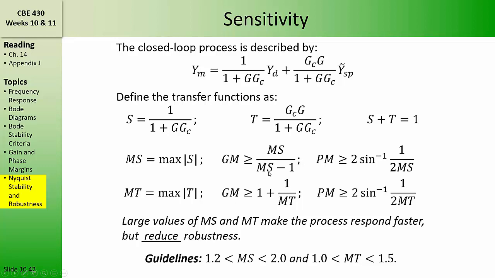Mt and Ms are related to the gain margin by these relationships. Ms over Ms minus 1 is always less than or equal to the gain margin, and 1 plus 1 over Mt is always less than or equal to the gain margin. These two maxima are also related to the phase margin by the relationships shown here. Therefore, large values of Ms and Mt make the process respond faster, but also reduce the process robustness. Some guidelines for feedback control loop design are that the maximum in the sensitivity function should be between 1.2 and 2, and the maximum in the complementary sensitivity function should be between 1 and 1.5 for well-tuned feedback control loops.